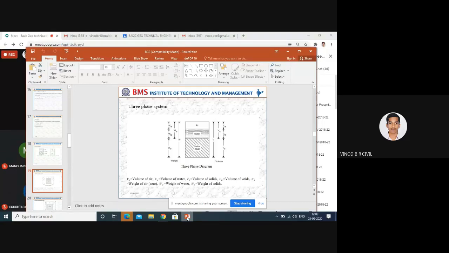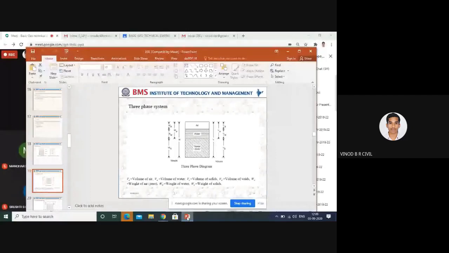And the weight of soil we can measure. The weight of air we can't measure, so we assume the weight of air is 0. The weight of water we can measure, and the weight of soil also we can measure. The combination of weight of air and weight of water we call the weight of voids, Wv. We indicate it as in voids. Weight of air plus weight of water, we call it the weight of voids.